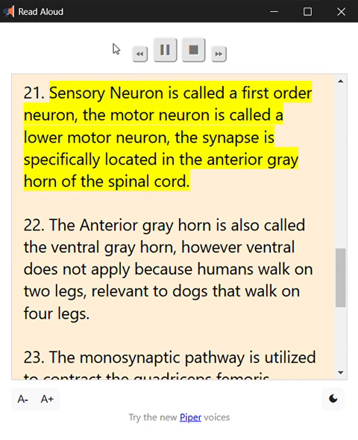21. Sensory neuron is called a first-order neuron. The motor neuron is called a lower motor neuron. The synapse is specifically located in the anterior gray horn of the spinal cord. 22. The anterior gray horn is also called the ventral gray horn. However, ventral does not apply because humans walk on 2 legs, relative to dogs that walk on 4 legs.